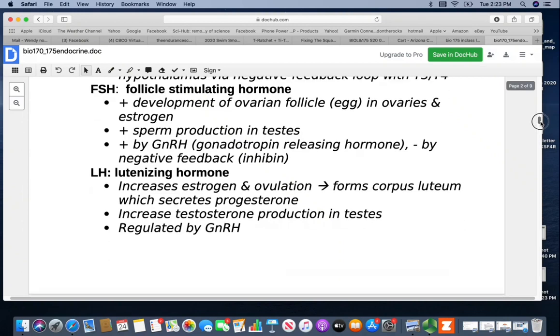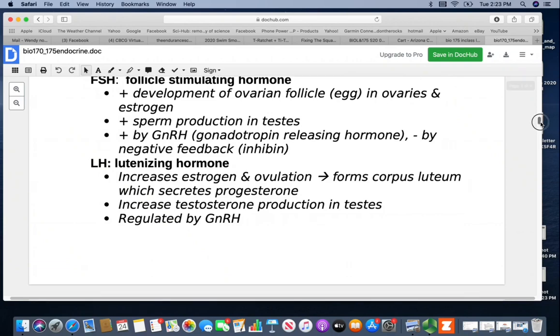Luteinizing hormone is going to increase the estrogen levels and lead to ovulation. After you ovulate, that little spot where you ovulated from is going to form the corpus luteum, which will secrete progesterone. In a male, it will increase the testosterone production in the testes. So this is also regulated by gonadotropin releasing hormone.